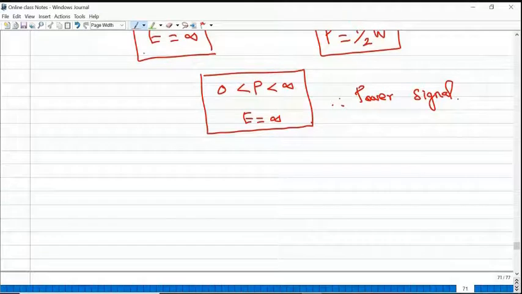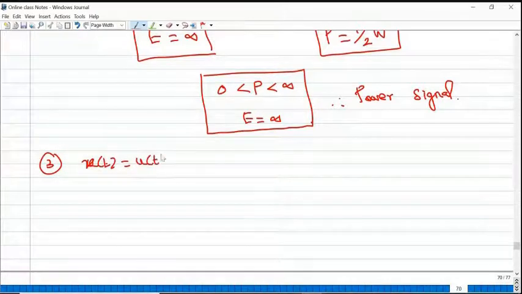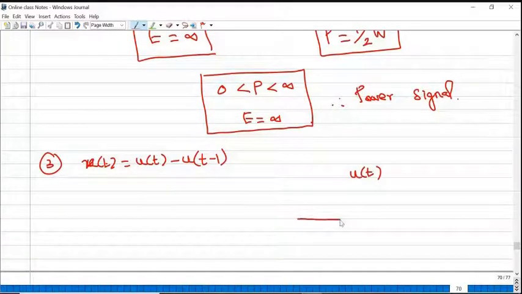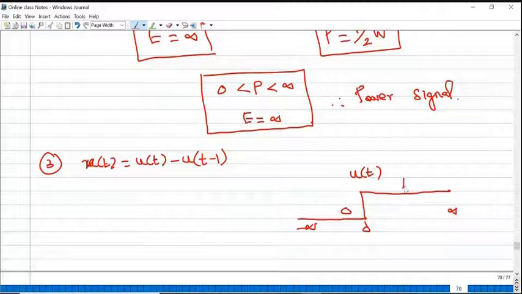Problem number 3. x of t equal to u of t minus u of t minus 1. For this signal, first we have to sketch the signal x of t properly. So what is the u of t signal? Signal sketch for u of t: from minus infinity to 0, the value is 0, and from 0 to infinity, the value is 1. This is the time axis.